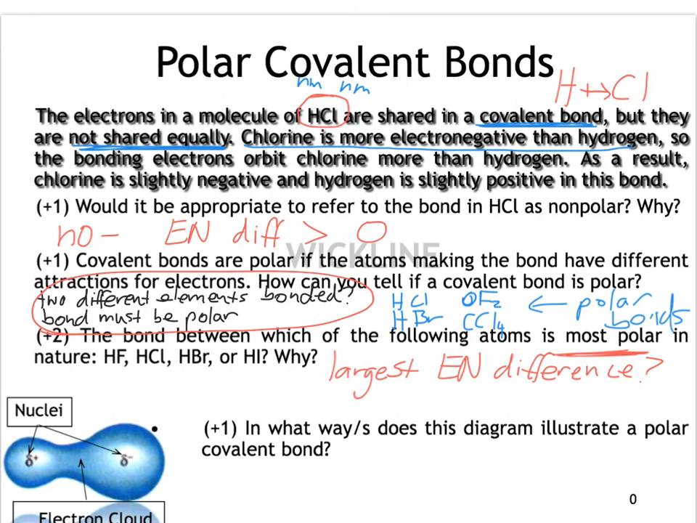You'll need to use table S to figure out which one has the very largest electronegativity difference, but I can tell you that it's going to be this one. And so basically I'm ignoring the H because it's the same for all of those molecules, but fluorine has an electronegativity of 4. And all the other guys, Cl, Br, and I, are going to be less than 4. So the difference between the H and the F, or the H and the Cl, or the H and the Br, or the H and the I, is going to be largest here. So HF is going to have the most polar bond. Lastly, this diagram. The way that it shows polar bonding is that you have asymmetry in the electron cloud between the two nuclei.